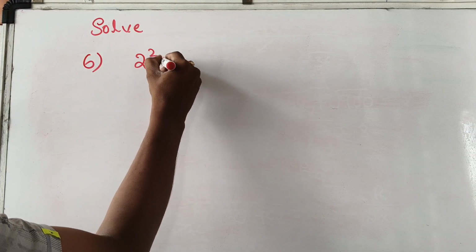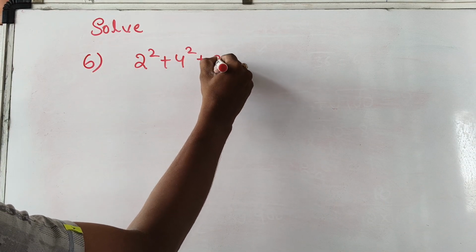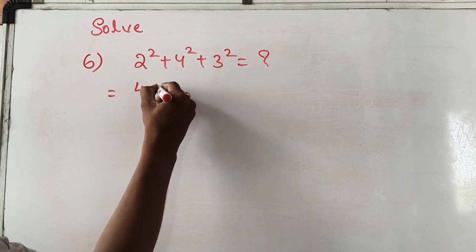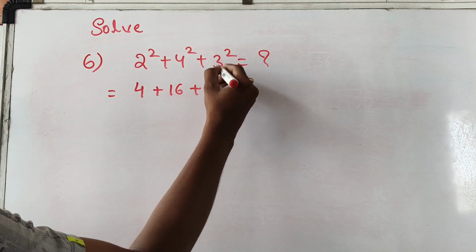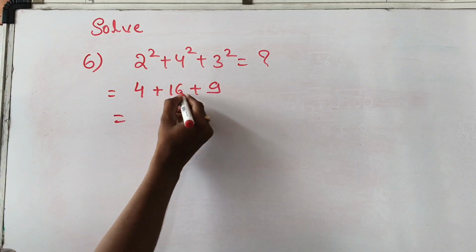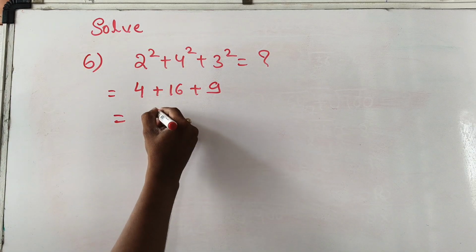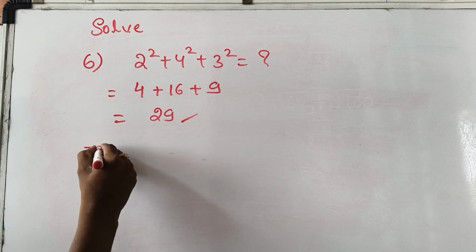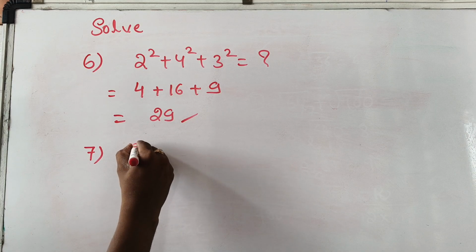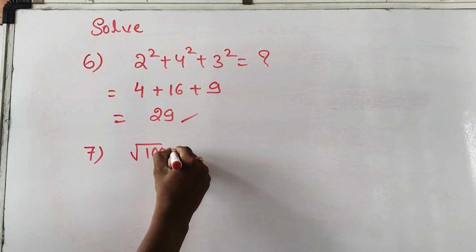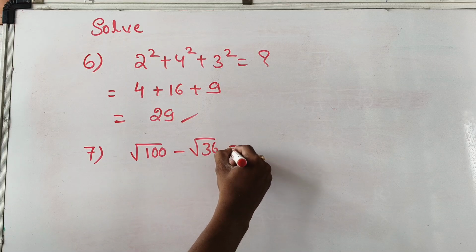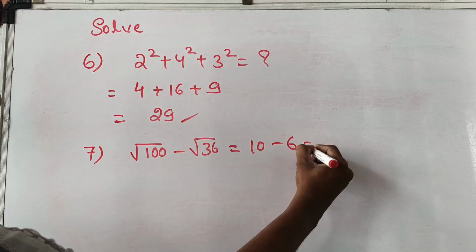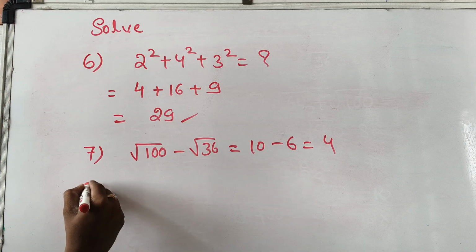Sixth one. The question is 2 square plus 4 square plus 3 square. How much? Students, you know 2 square is 4. 4 square is 16. 3 square is 9. 16 plus 4, 20. 20 plus 9, 29. Here we go with one more question. Root 100 minus root 36. How much? Root 100 is 10. Root 36 is 6. 10 minus 6, 4.